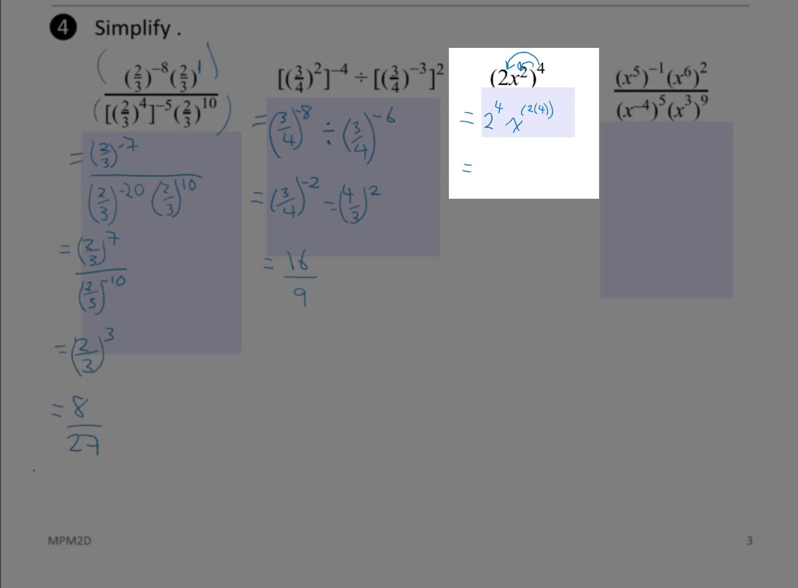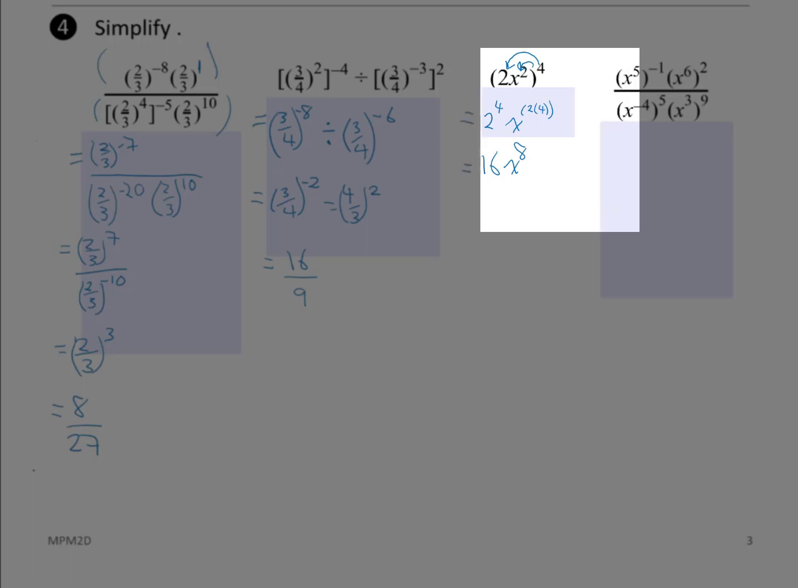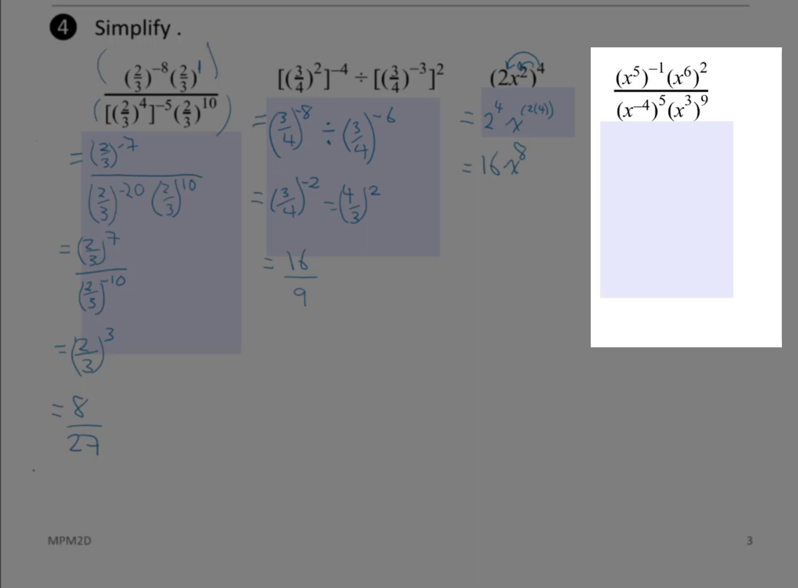So it's going to be x to the power of 2 times 4, and 2 to the power of 4. 2 to the power of 4 is 16, and x to the power of 8. And we are done with that question. Pretty straightforward. The toughest part is understanding that that 4 goes into both the letter and the number. Okay, next example.